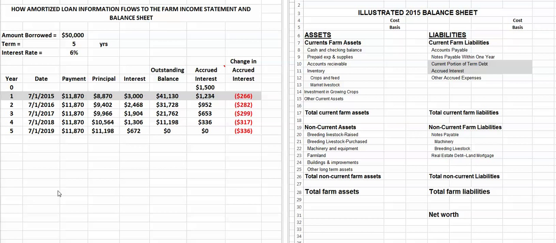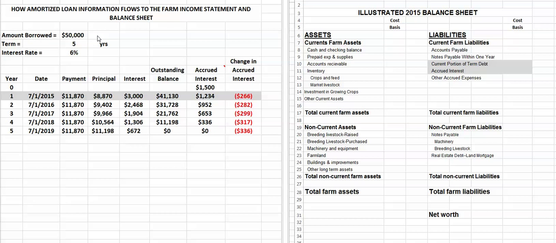This video is going to illustrate how to take a loan amortization schedule and use the information provided in that schedule to complete a part of a year-end balance sheet. In the left-hand panel, I've got an illustrated amortization schedule for a $50,000 loan for 5 years at 6%.